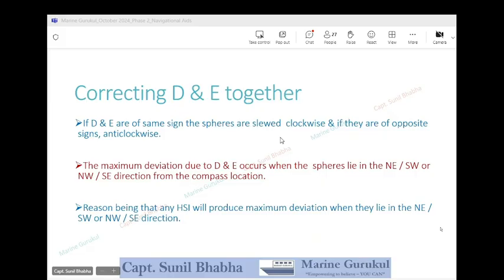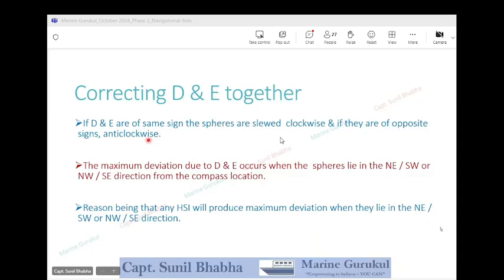Theoretically, it can also be found that if delta and eco are of the same sign, both are easterly or both are westerly, the spheres are slewed clockwise, and if they are of opposite signs, the spheres are slewed anti-clockwise, looking from top.